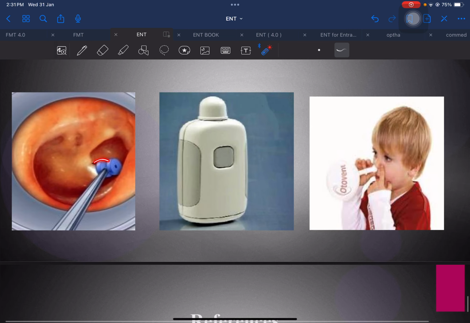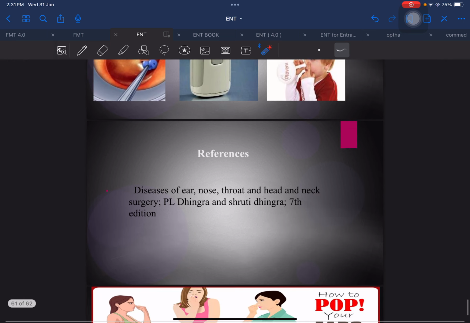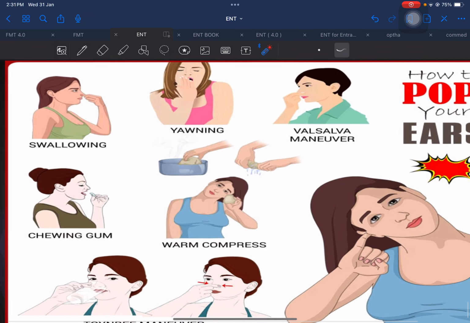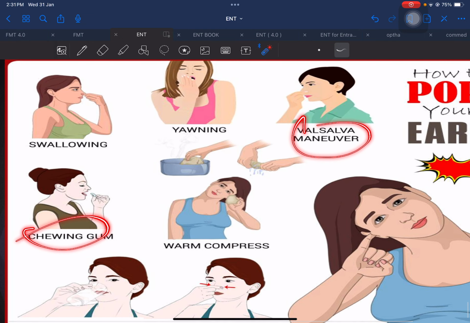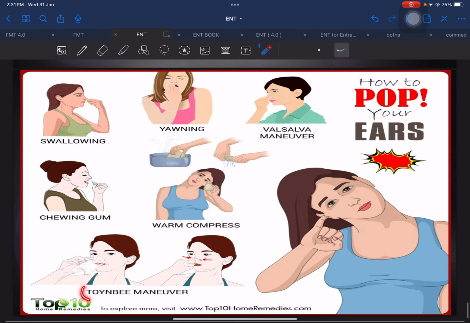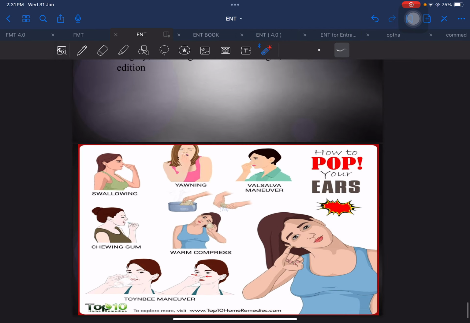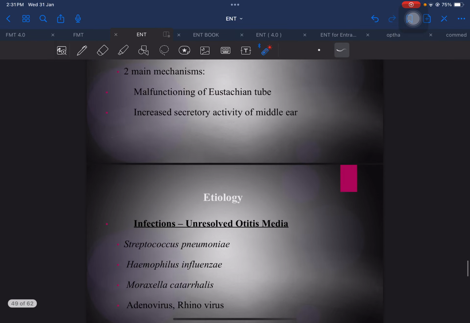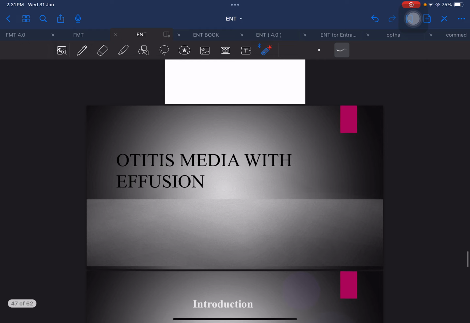What is this? This is grommet insertion. As you can see, it is done on the anteroinferior quadrant only. So these are our various measures: Valsalva maneuver, chewing gum. A warm compress also can be done, and you can see the Toynbee maneuver is also mentioned here. So these are the management, clinical features, signs, symptoms, and history of otitis media with effusion.